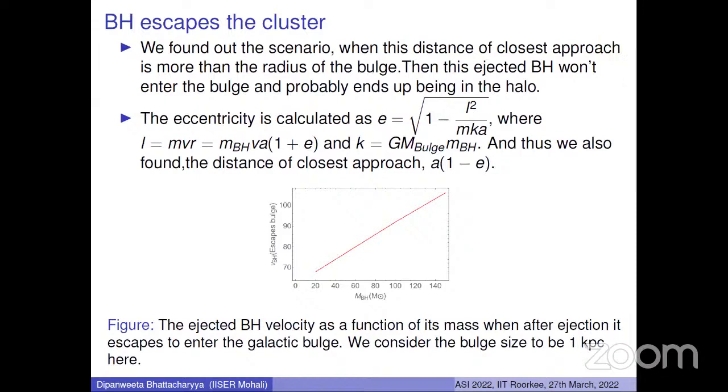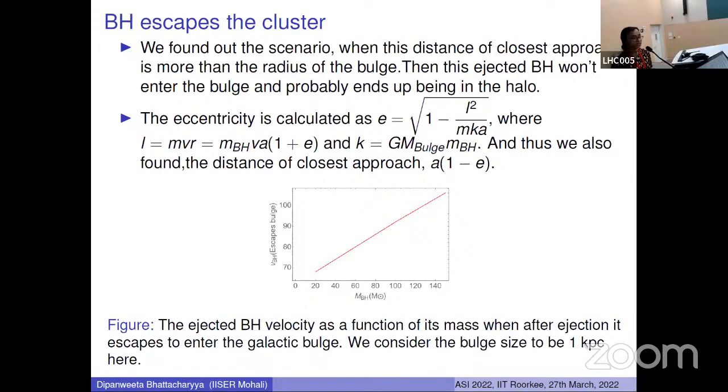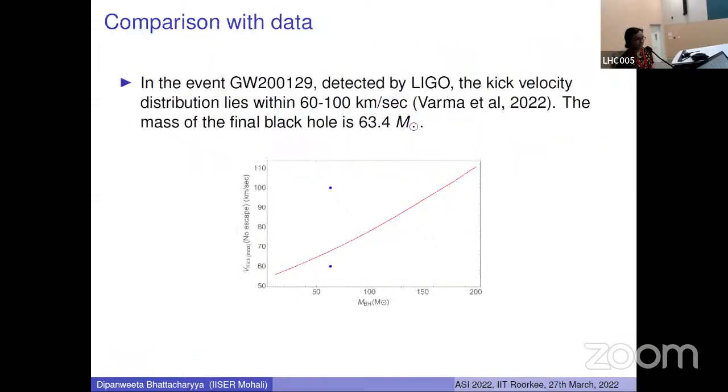Okay, fine. We found the scenario where the distance of closest approach is more than the radius of the bulge. Therefore, this ejected black hole won't enter the bulge and probably ends up in the halo. The eccentricity is given by the central mass formula, e equal to square root of 1 minus L squared by mk. From there we solved this. And this is the plot which shows the velocity with which it escapes the globular cluster as a function of mass. We can see it increases as a function of mass, as expected. So this will be the velocity at which, if it escapes from the globular cluster, it will end up in the halo and eventually sink towards the bulge later on.